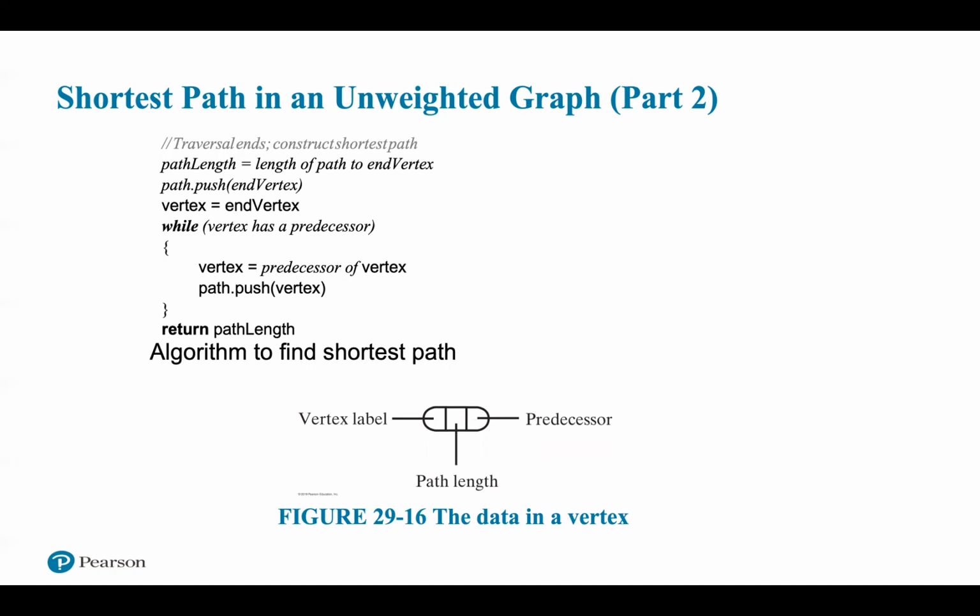We also note the length of the path that the traversal followed to reach V. This length is one more than the length of the path to vertex P. We place both the length and the path to V and a reference to P into a vertex V. Each vertex then contains its label, the length of its path to it, and the vertex that precedes it on the path as shown in figure 29.16. Although a vertex also contains other data fields, we have ignored them in this figure. At the end of the traversal, we will use this data in the vertices to construct the shortest path.